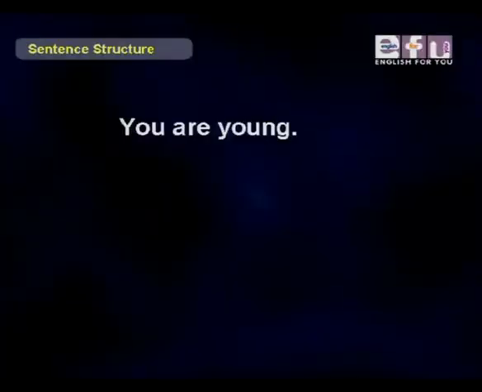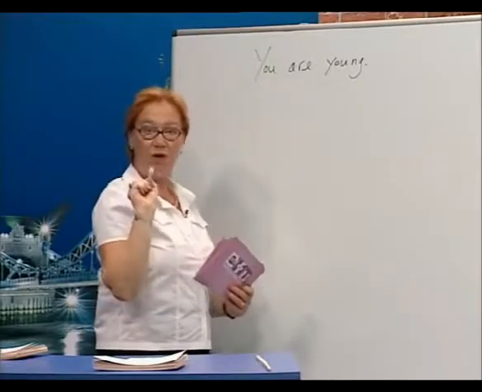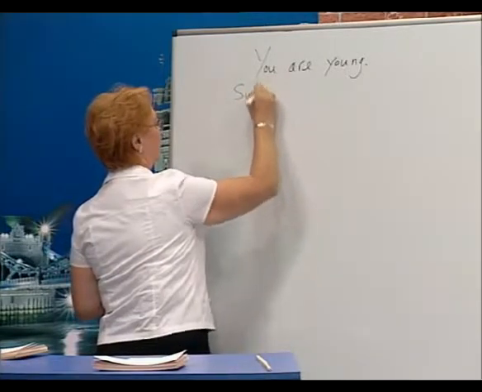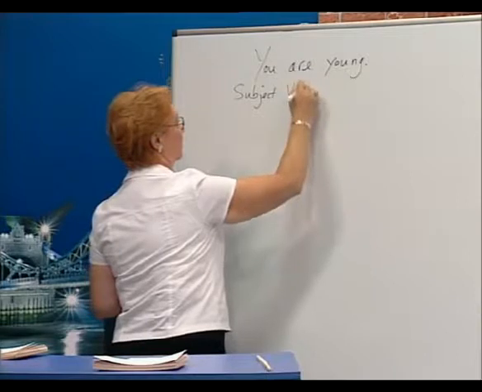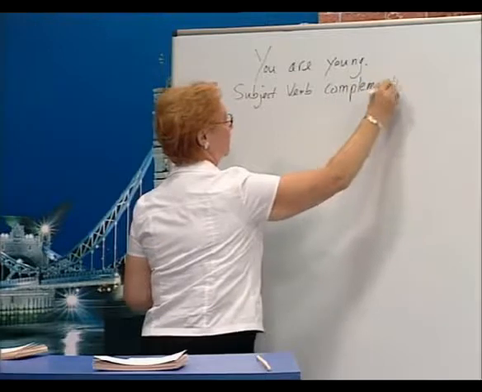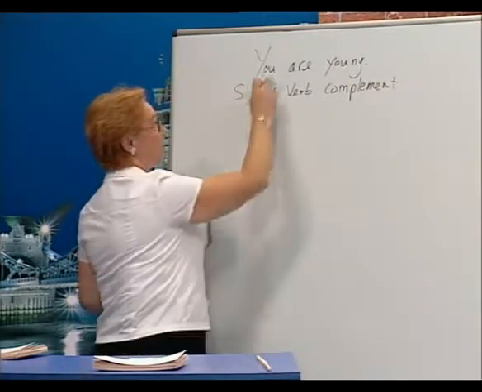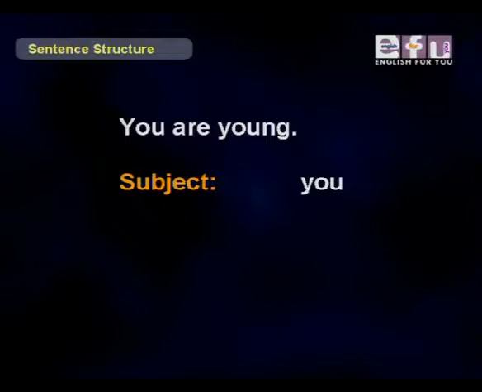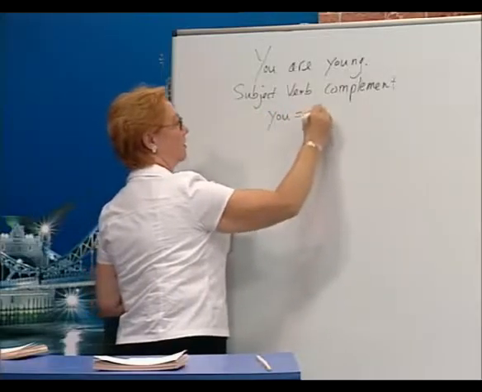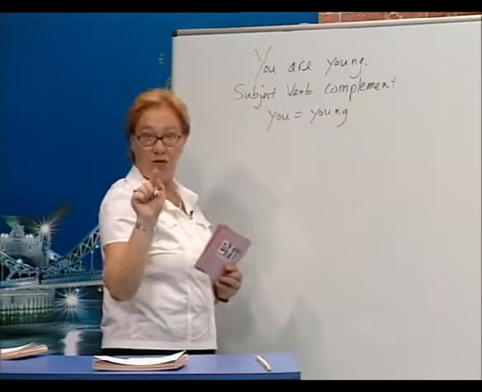Now, before we saw this sentence: You are young. And these are the parts: subject, verb, and complement. And remember, you are young. Subject, verb, complement.